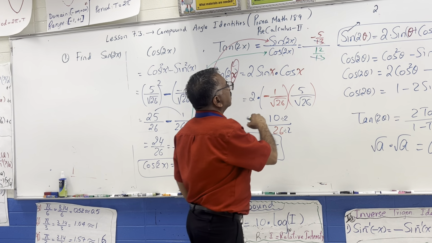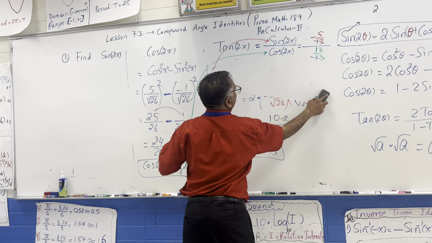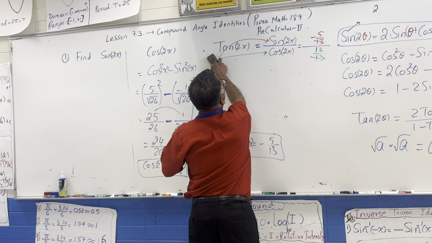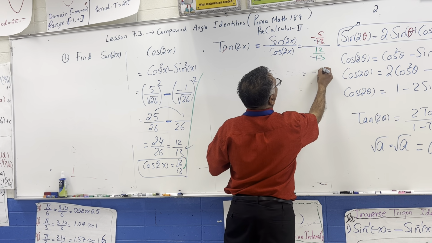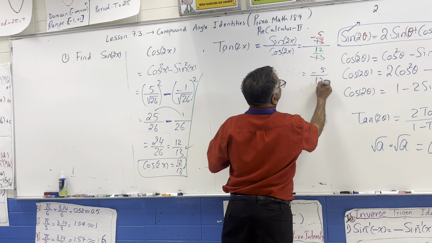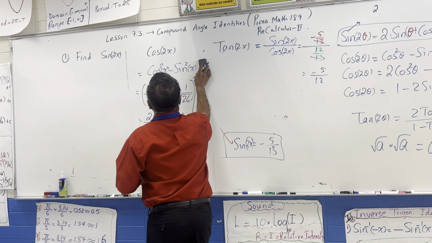Can you get? What do you get? Yeah, the answer is -5. That -5 stays, divided by 12, and you're done.